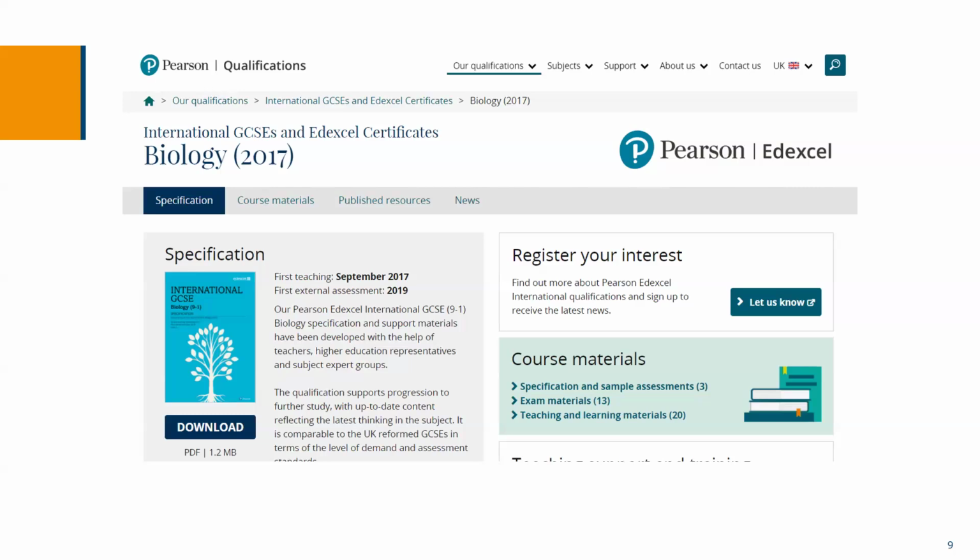This is an original slide. It says specification and sample assessment, there's 3 available. The exam materials, it says 13 available. I think it's something like 180-something available now. And I'll show you the slide again later on when you see those numbers being updated. But that's the generic place where you go to find support material for your teaching.